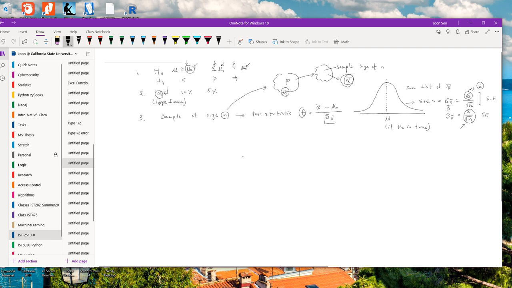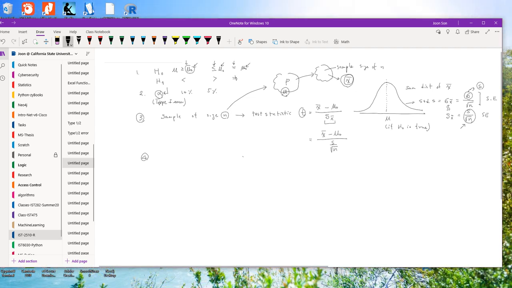If we expand this t value a little bit, we have x bar minus mu naught, divided by S divided by root n. That's the test statistic. So this is step number 3. And then step number 4 is, let's see, what is step number 4?